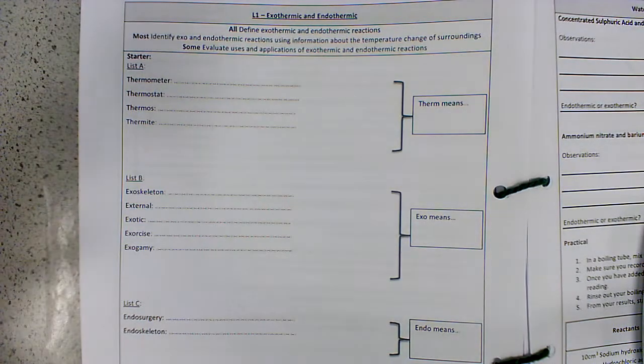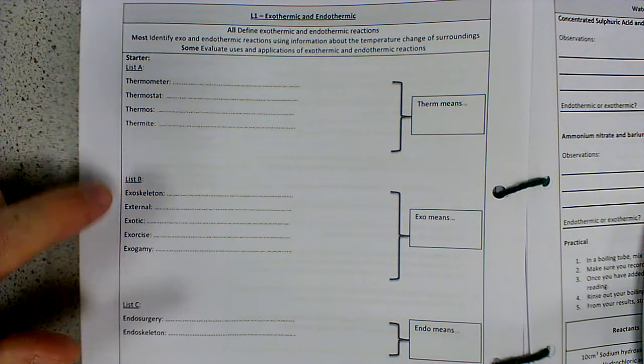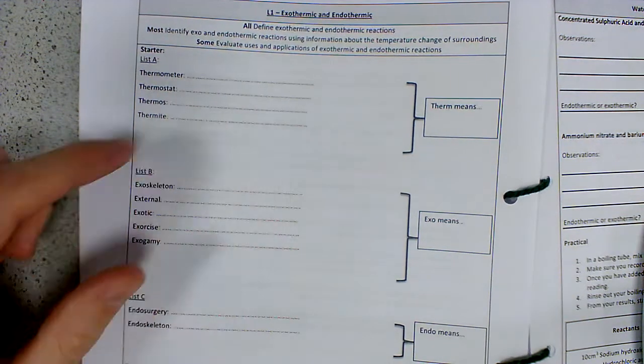Okay, so lesson 1 is, as the name suggests, about exothermic and endothermic, and we're going to start off with a bit of etymology. Mr. Still will be very pleased that we're doing this. So basically, when we talk about exothermic, endothermic, we're just decoding what those words actually mean. Now, what I want you to do is look up these words and write their definitions here.